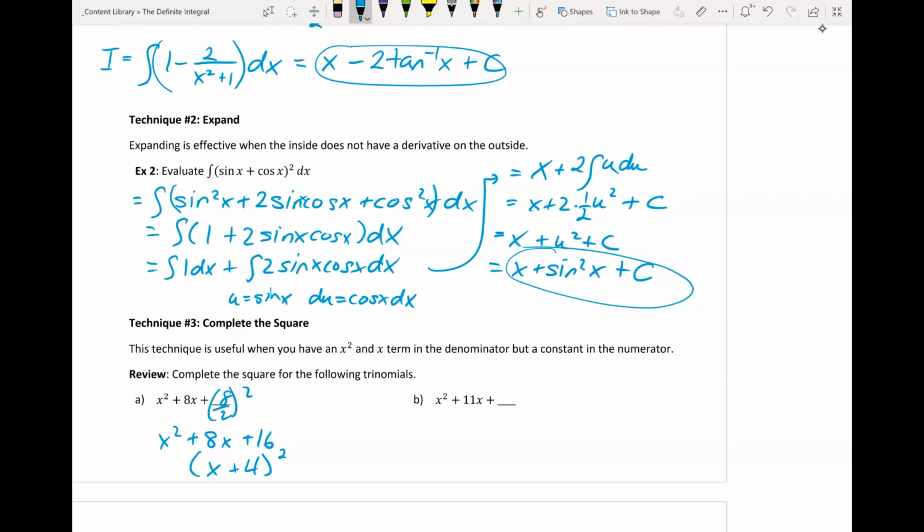For the next one, this will be 11 over 2 squared, which is 121 over 4. And if we want to factor this back, this is going to be x plus 11 over 2, all squared.